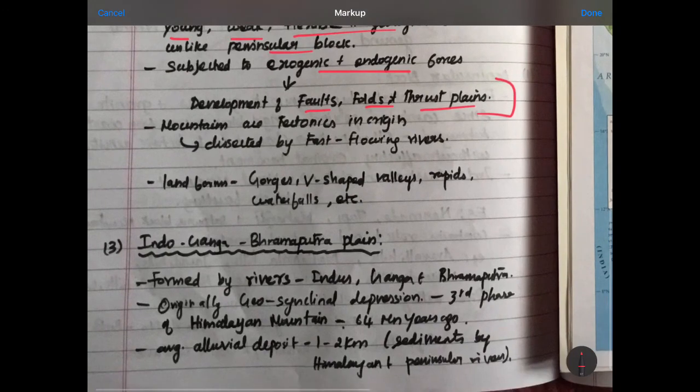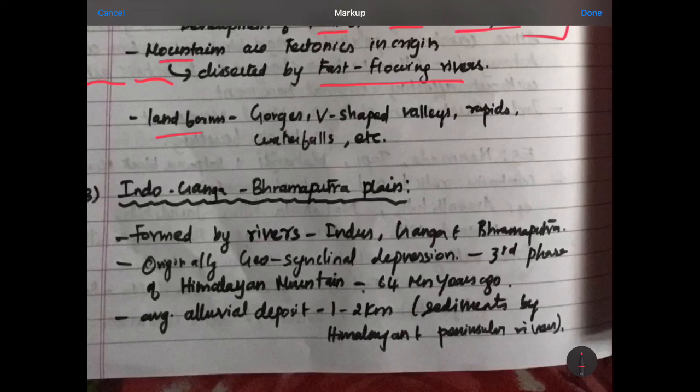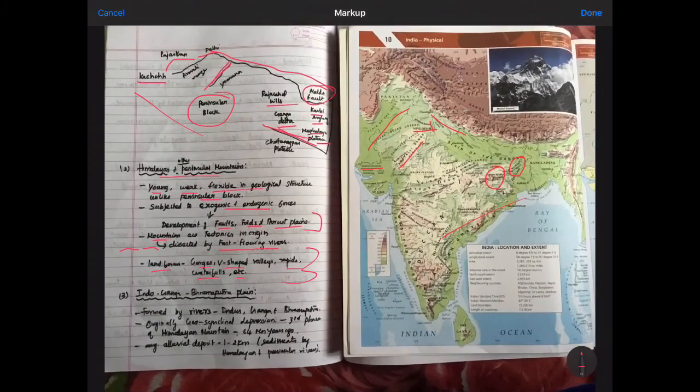And mountains are tectonic in origin. Tectonic in the sense, as I've told you, the plate movements, right? So due to plate movements, these mountains are formed. These mountains are dissected by fast flowing rivers. Such important rivers you can see on the map, and the landforms of these mountains take the shape of gorges, V-shaped valleys, rapids and waterfalls, etc. So these are observed in these landforms.